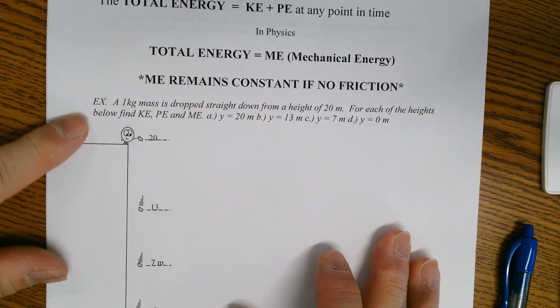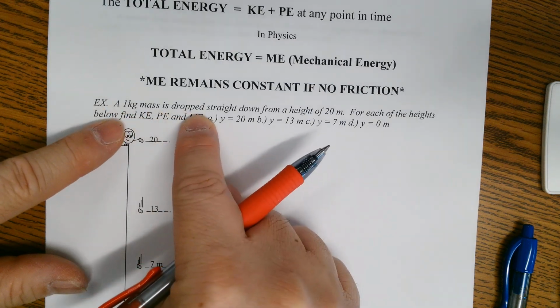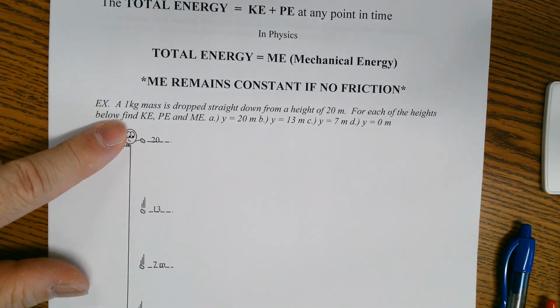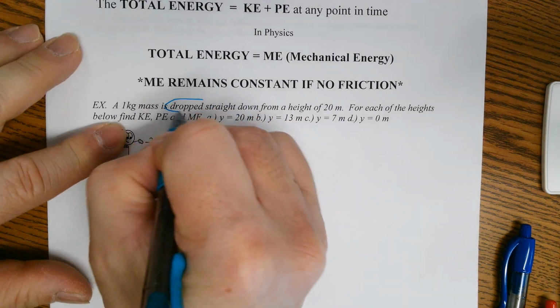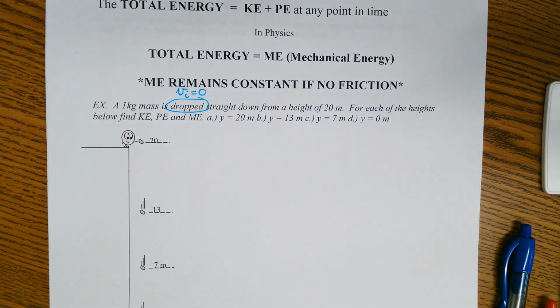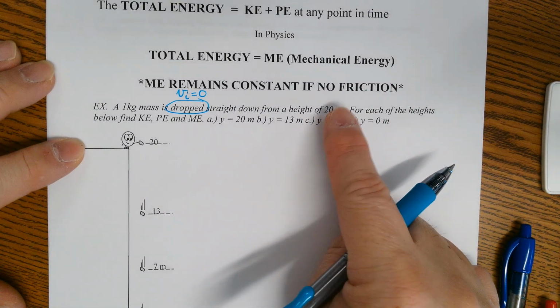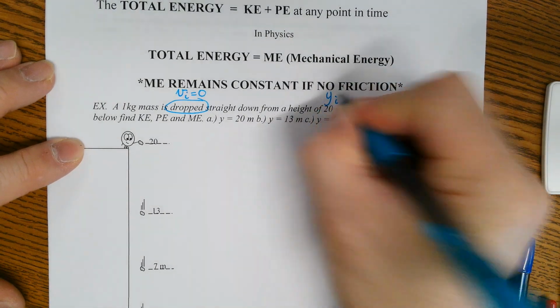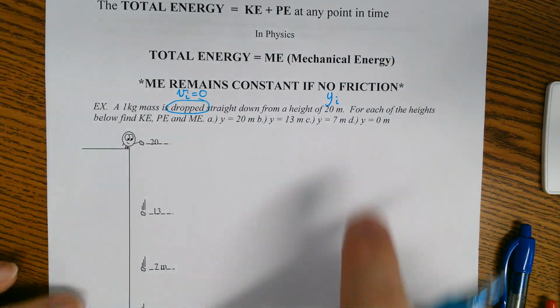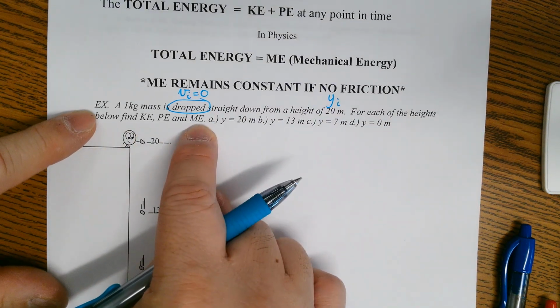So let's take a look at an example problem here. We have a 1 kilogram mass and it's dropped. As soon as you hear the word dropped, you know the initial velocity is zero. It has a height of 20 meters. This is y initial. For each of the heights below, find the kinetic energy, potential energy, and total mechanical energy.